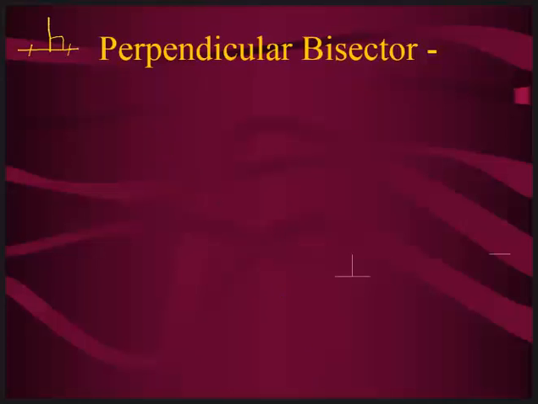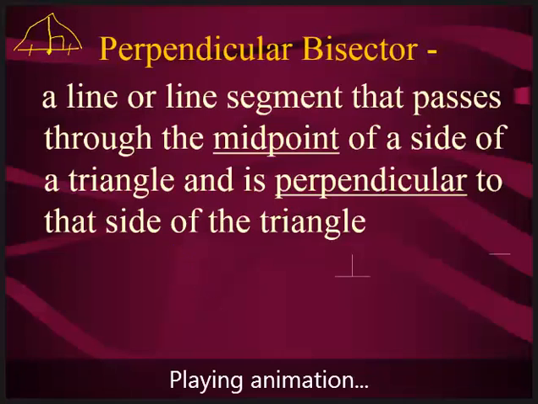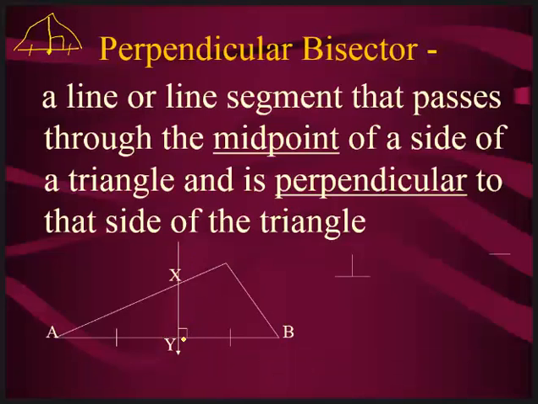So formally, we would say the definition like this: a line or line segment that passes through the midpoint. Remember, midpoint is the point in the middle. So up here on our picture, it'd be right there, of a side of a triangle and is perpendicular to that side of the triangle. So we would just need to make a triangle out of this. And there we have our perpendicular bisector in that triangle. Okay, so a little bit neater drawing would look like this. And the triangle could be any kind of triangle.